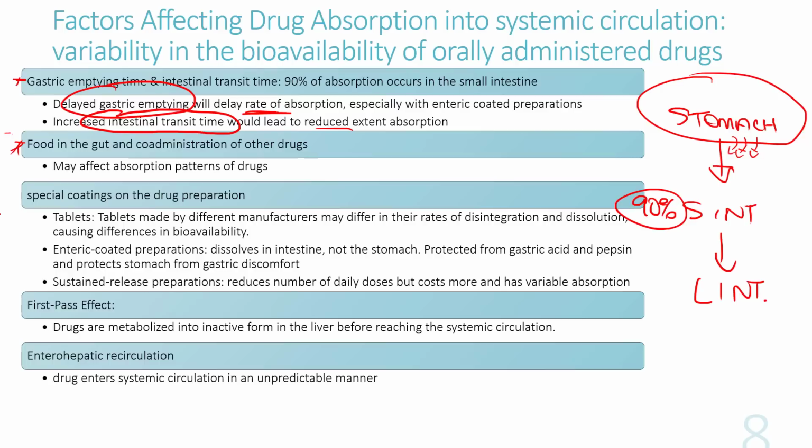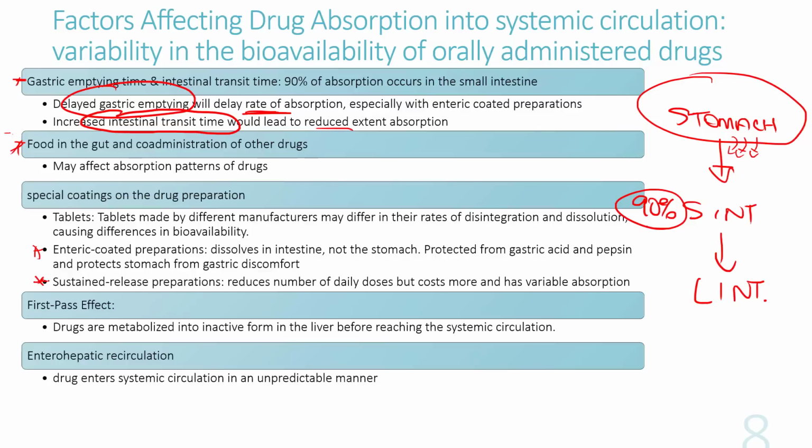Third thing is special coatings on the drug prep. So we all know that some tablets and some preparations are what we call enteric coated, and so enteric coated preps have got this coating around them which actually stops it from being broken down in the stomach, and it's only when the prep actually reaches the small intestine that it gets dissolved.